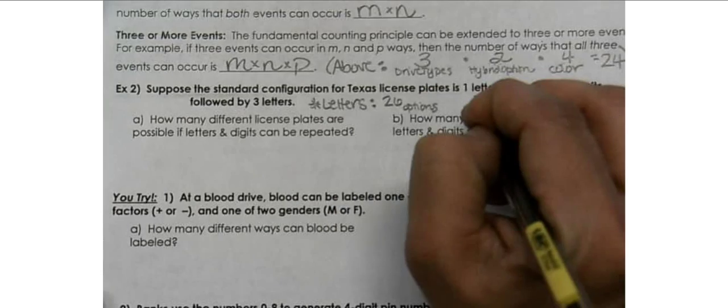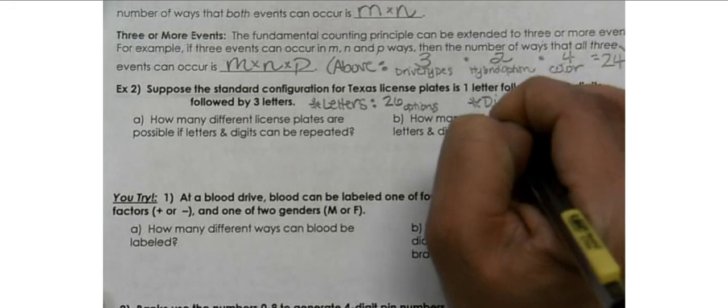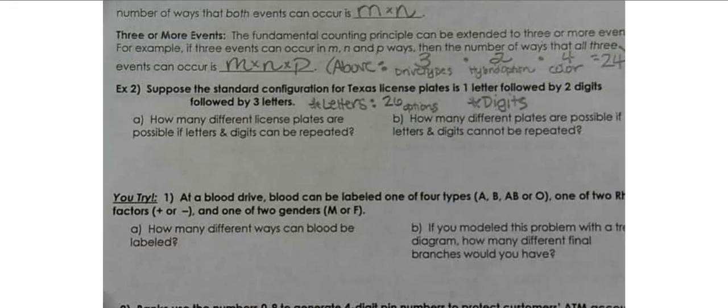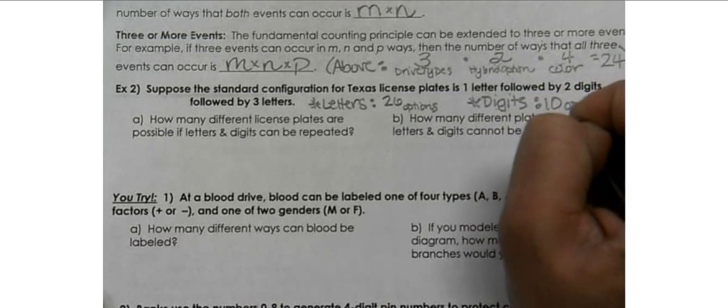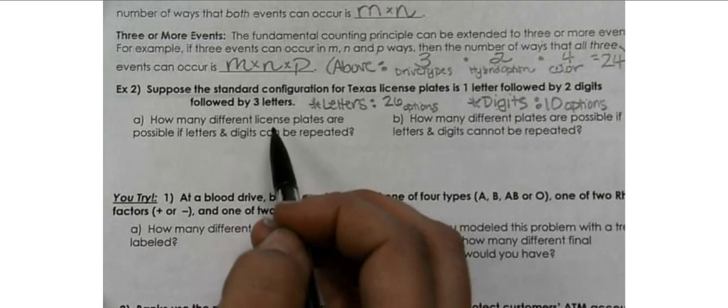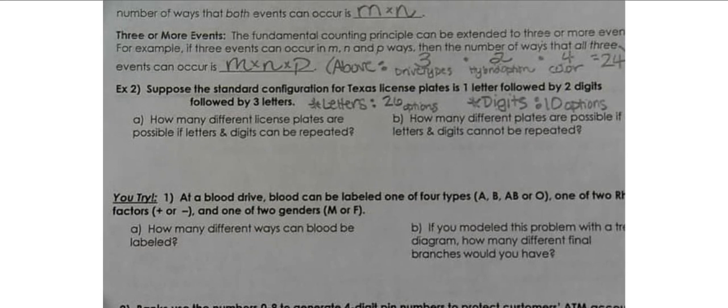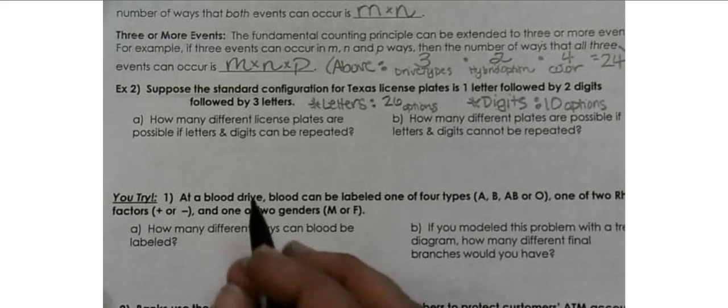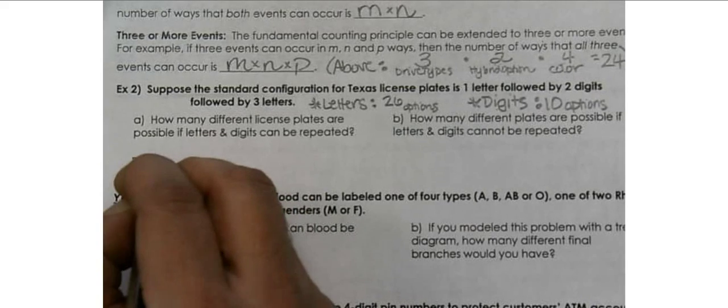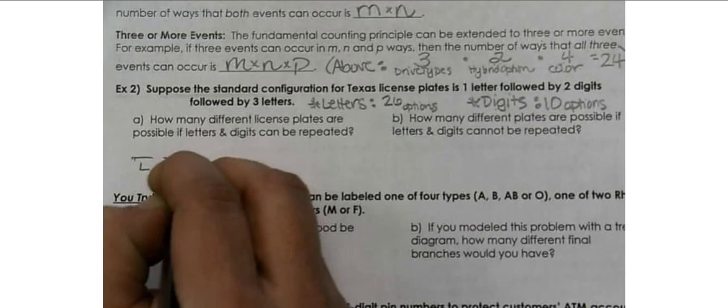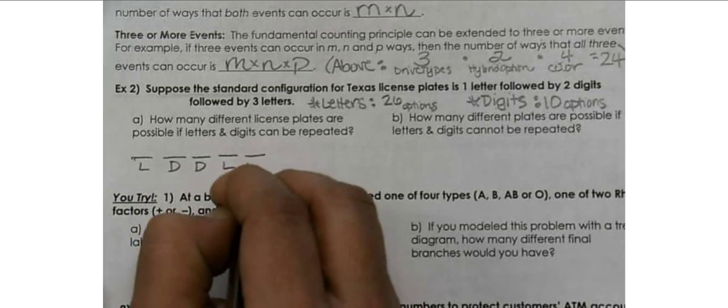I also want to point out that when it's talking about digits, a lot of people think that there are only 9 options for digits, but they're forgetting about 0. So for digits, there are 10 options, 0 through 9. Okay? So when it says how many different license plates are possible if letters and digits can be repeated, well, we have 1 letter, and then it says 2 digits and 3 letters.